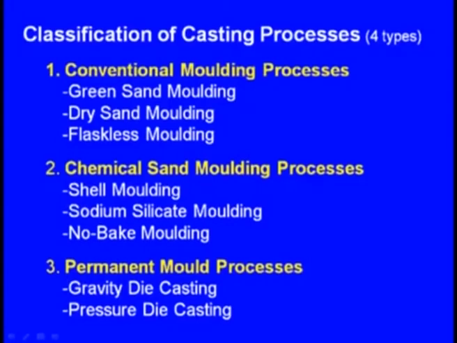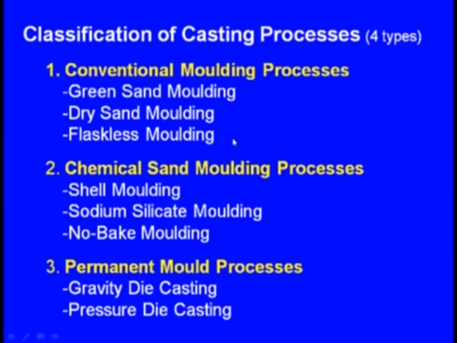And in all these cases, we use the molding flasks. What this molding flask is, we will be seeing in the next lecture. And there is another process under this conventional molding process, that is the flaskless molding. So, under the conventional molding process, we have these three: green sand molding, dry sand molding and flaskless molding.